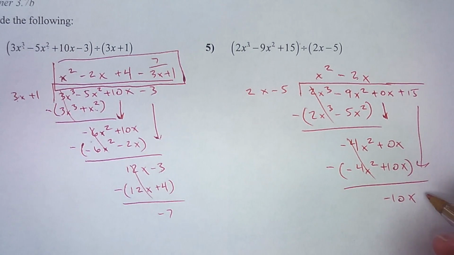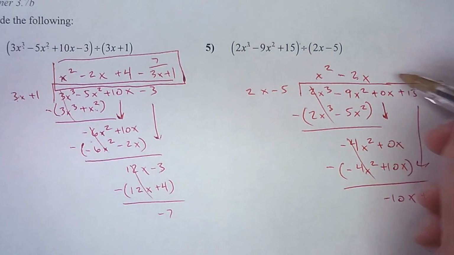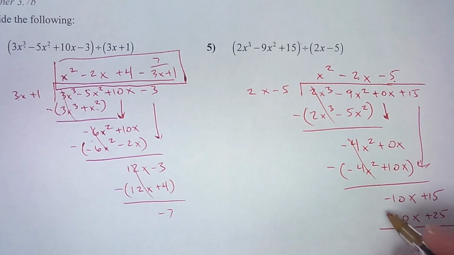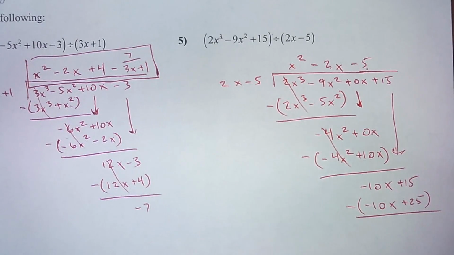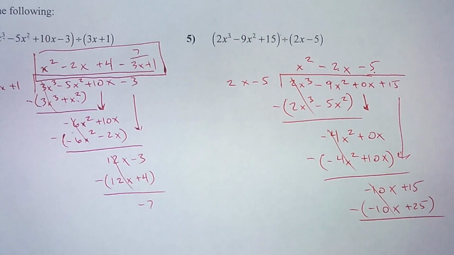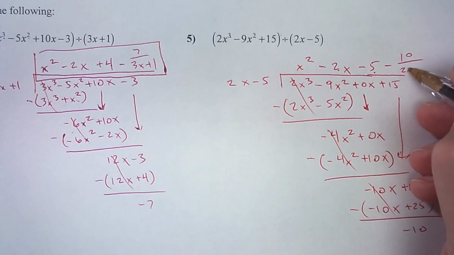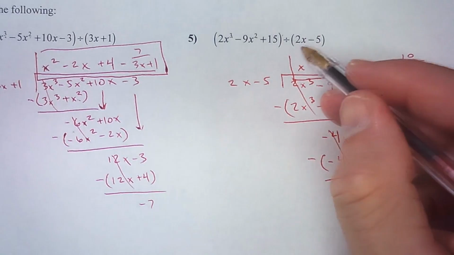And we will bring down the 15 and do it again. Divide, distribute, subtract. Negative 10x divided by 2x is negative 5. Distribute, negative 10x plus 25. And subtract. Negative 10x minus negative 10x is 0. 15 minus 25 is negative 10, so that's our remainder. And it can be written as minus 10 over 2x minus 5. And this is our answer.